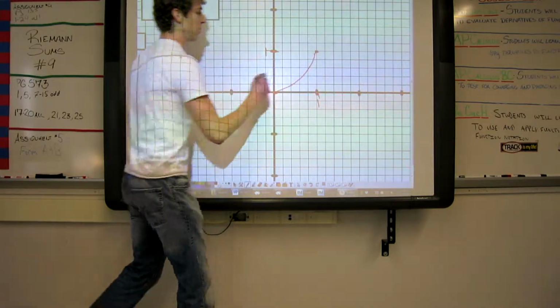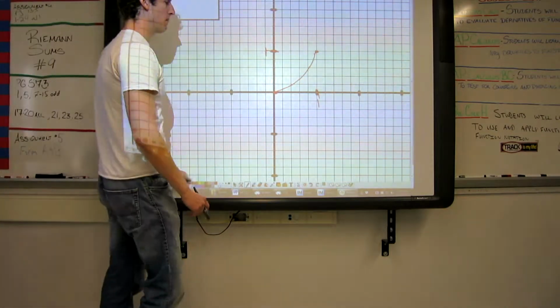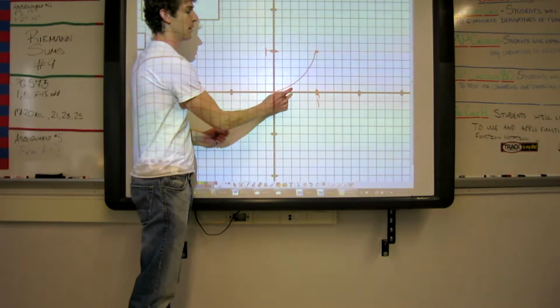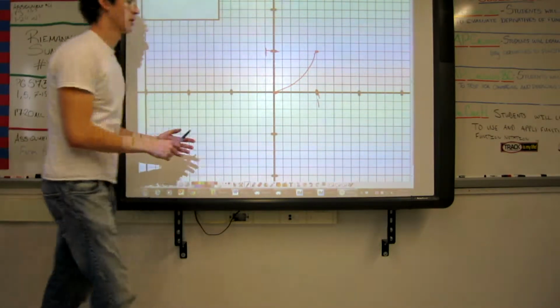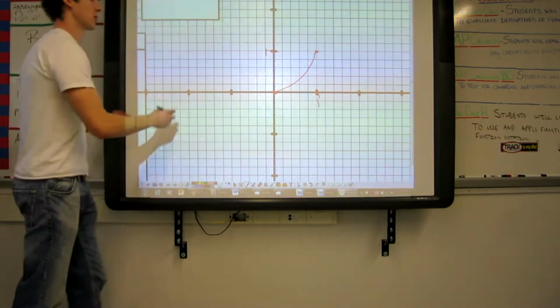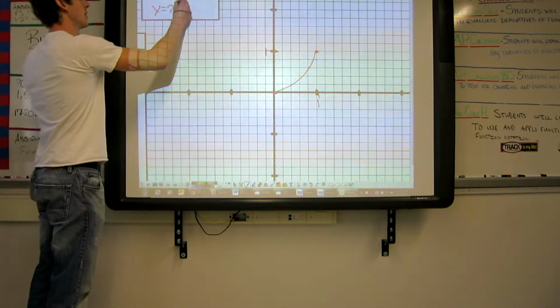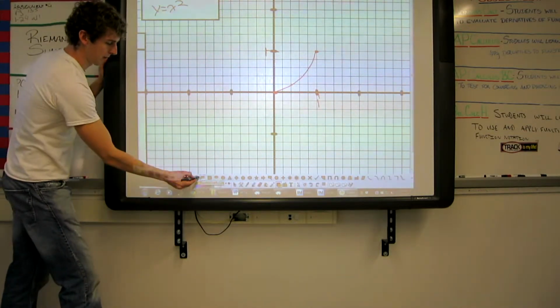So we've approximated this with a left hand and a right hand. Let's just do it with a midpoint. All midpoint means is we're going to take the middle of our interval to get our height. So let's look at this. Let's say I wanted to do this with a midpoint with 5 subdivisions. So y equals x squared, midpoint with 5 subdivisions.